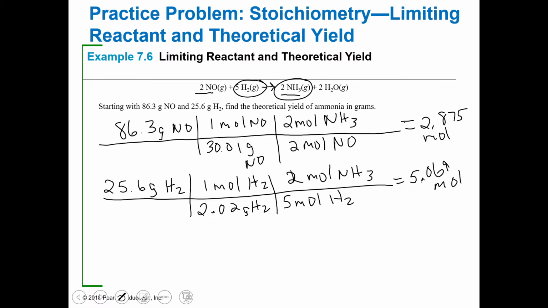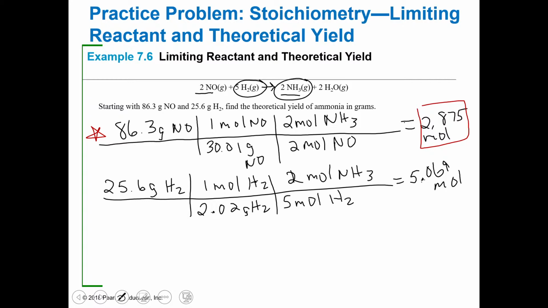Now, what this means is if I had all the hydrogen gas in the universe in excess, remember we had a problem like that, and I only had 86.3 grams of nitrogen monoxide, the most ammonia I could make is 2.875 moles of ammonia. Now, if I had all the nitrogen monoxide in the universe in excess, as much as I could possibly need, but still only had 25.6 grams of hydrogen gas, then I could make 5.069 moles of the ammonia. Well, in this case, it is the nitrogen monoxide that limits us.